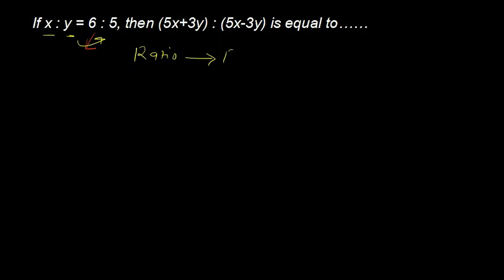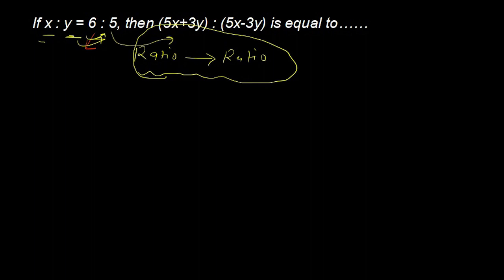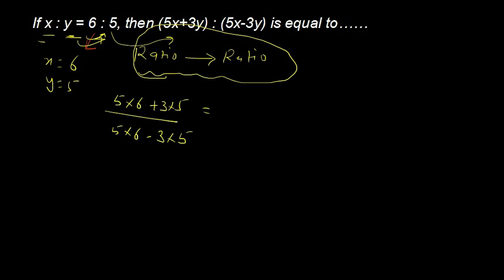If the ratio is given and the ratio is asked, you can put the values as it is. So let's put x equals 6 and y equals 5. So 5 sixes are 30 plus 3 into 5, divided by 5 into 6 minus 3 into 5. 30 plus 15 is 45, and 30 minus 15 is 15. So the ratio is going to be 3 is to 1.